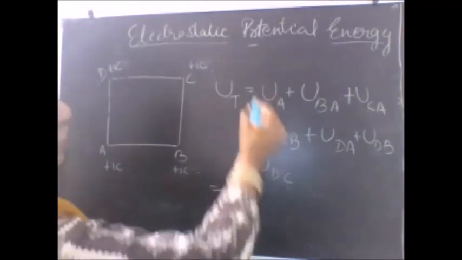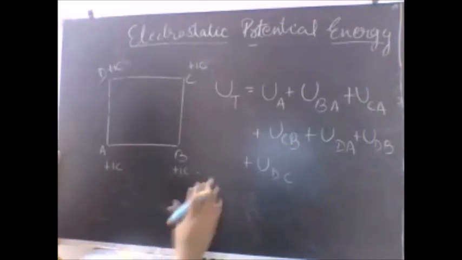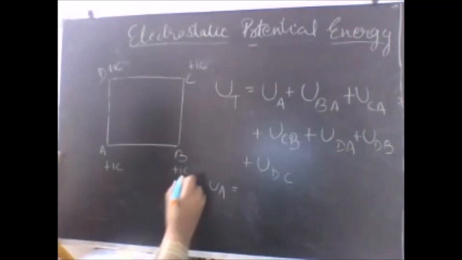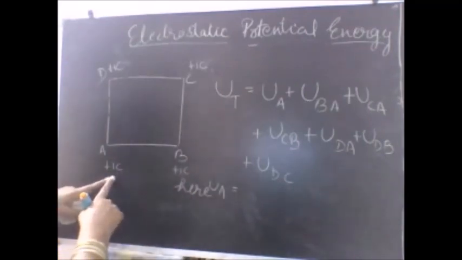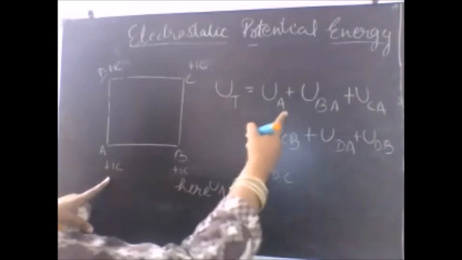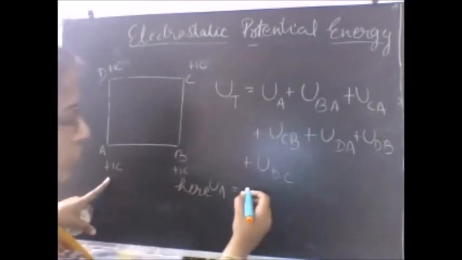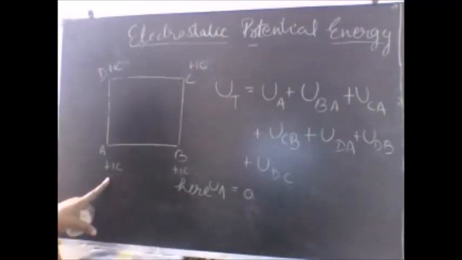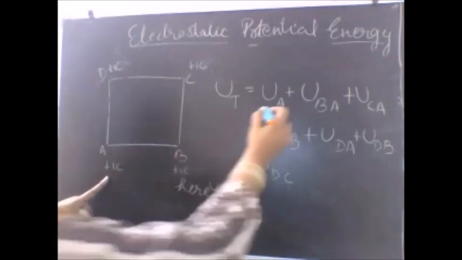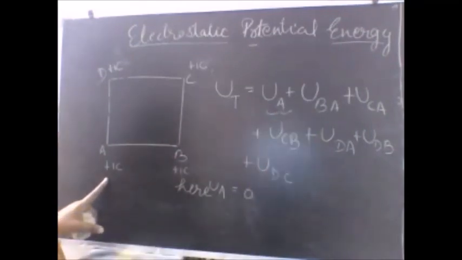What is this UA here, children? UA here, this was the charge that we established here, bringing it from the infinity. So the work done is 0 because the source charge was missing. So I need not do any work here. So the potential energy at the point A, this term will be 0 because the effort done was 0.